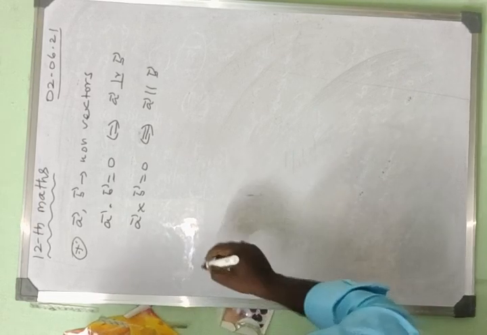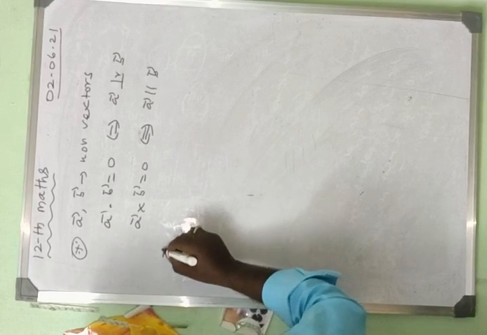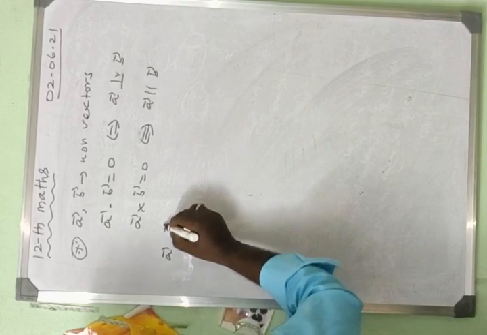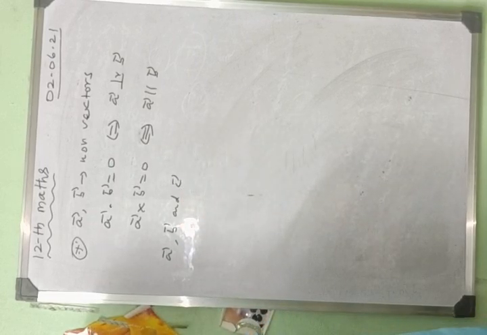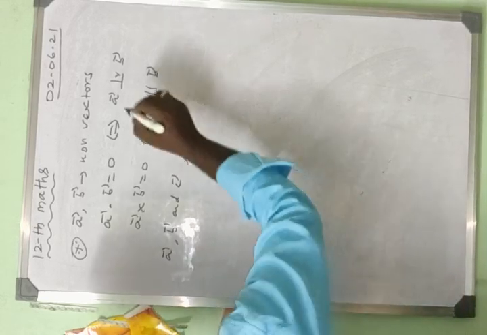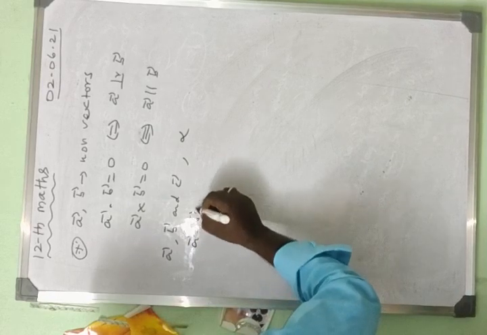Next, we take one more result. Now we take three vectors: vector A, vector B, and vector C, and alpha is one scalar. Then how do we multiply? We want vector A dot vector B equal to.